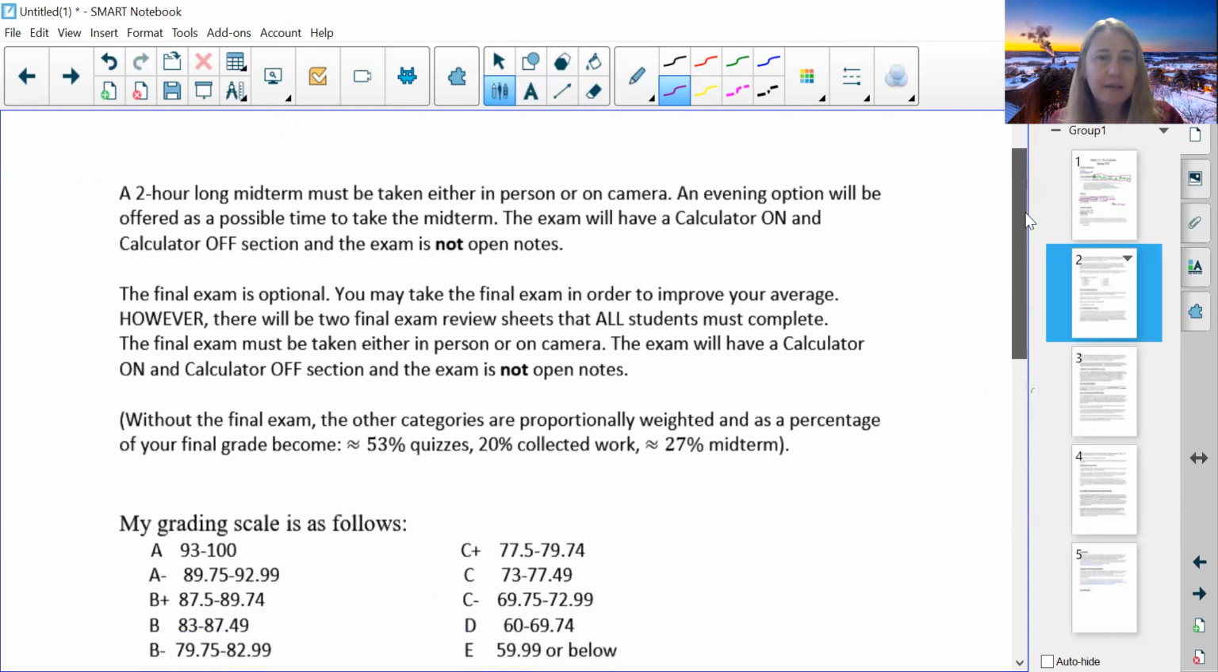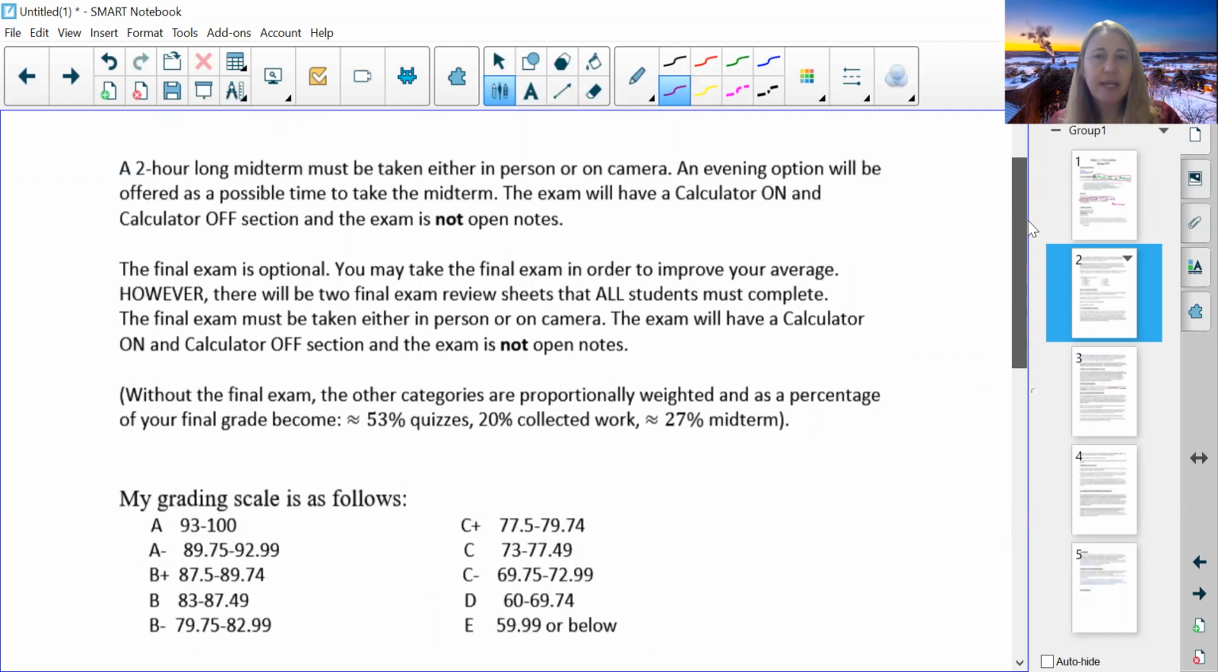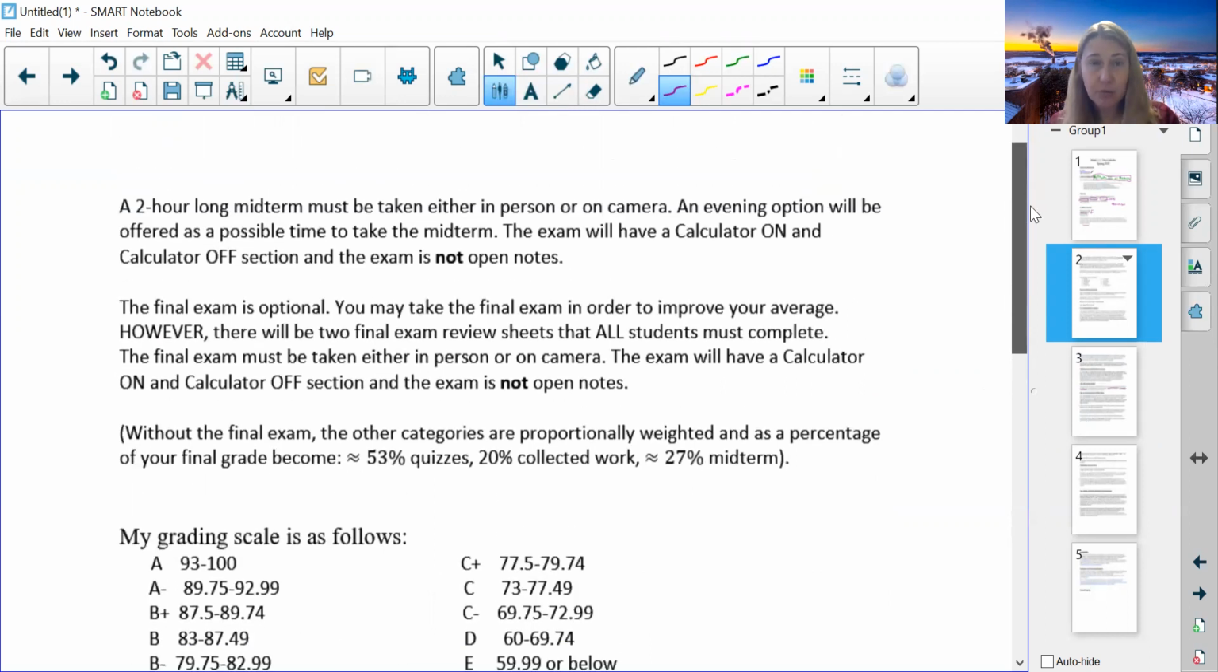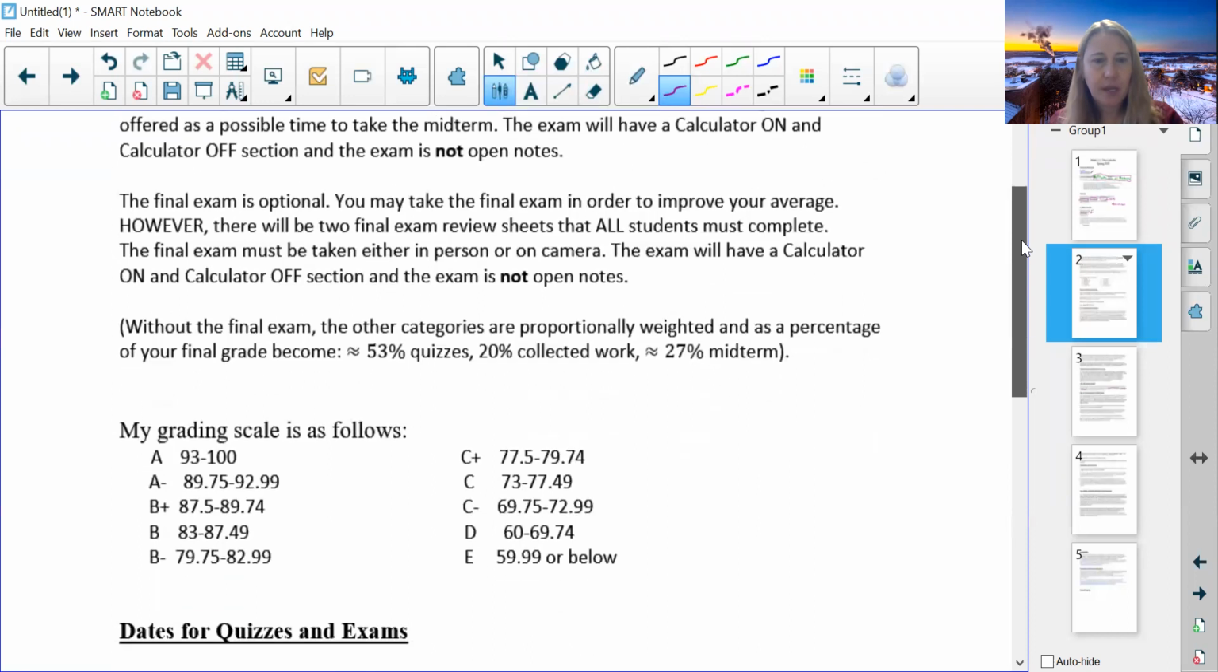So moving on, so I talked about here a midterm exam, which is not open notes. The midterm exam will feature a calculator off section. And I will want all of you to come take that exam in person unless you're a remote student who is not in Geneseo, all right? And you will be taking it on camera.